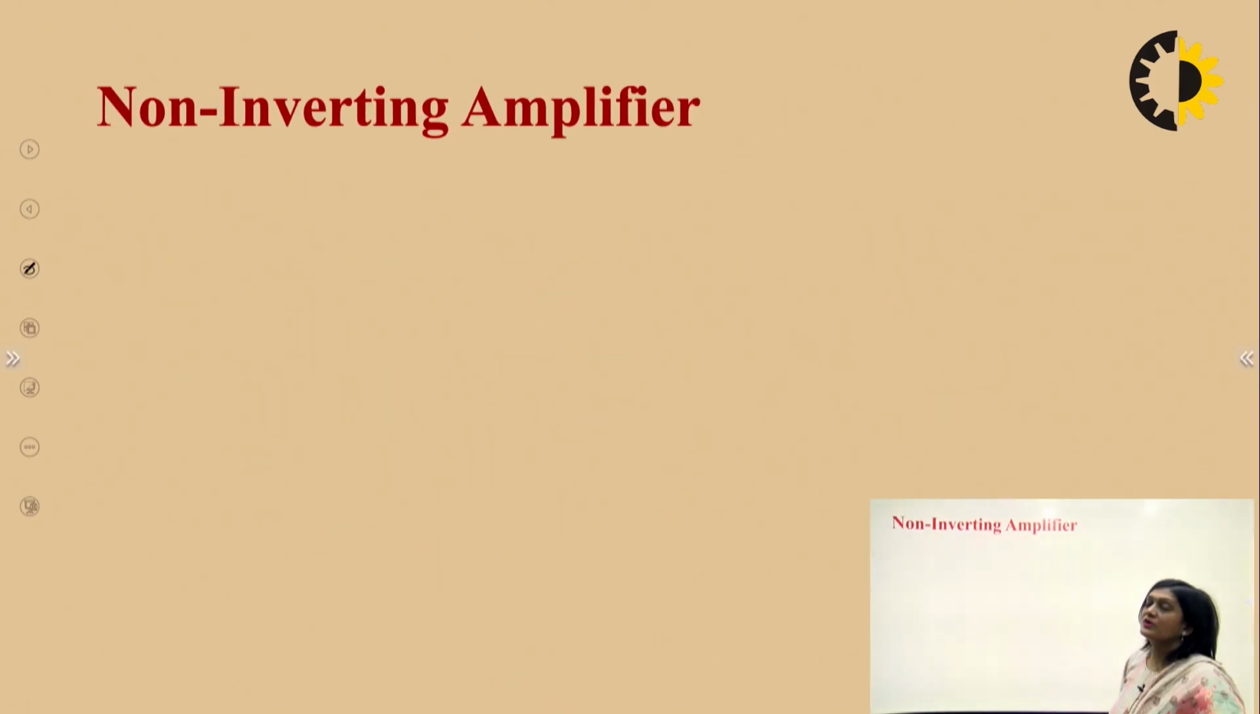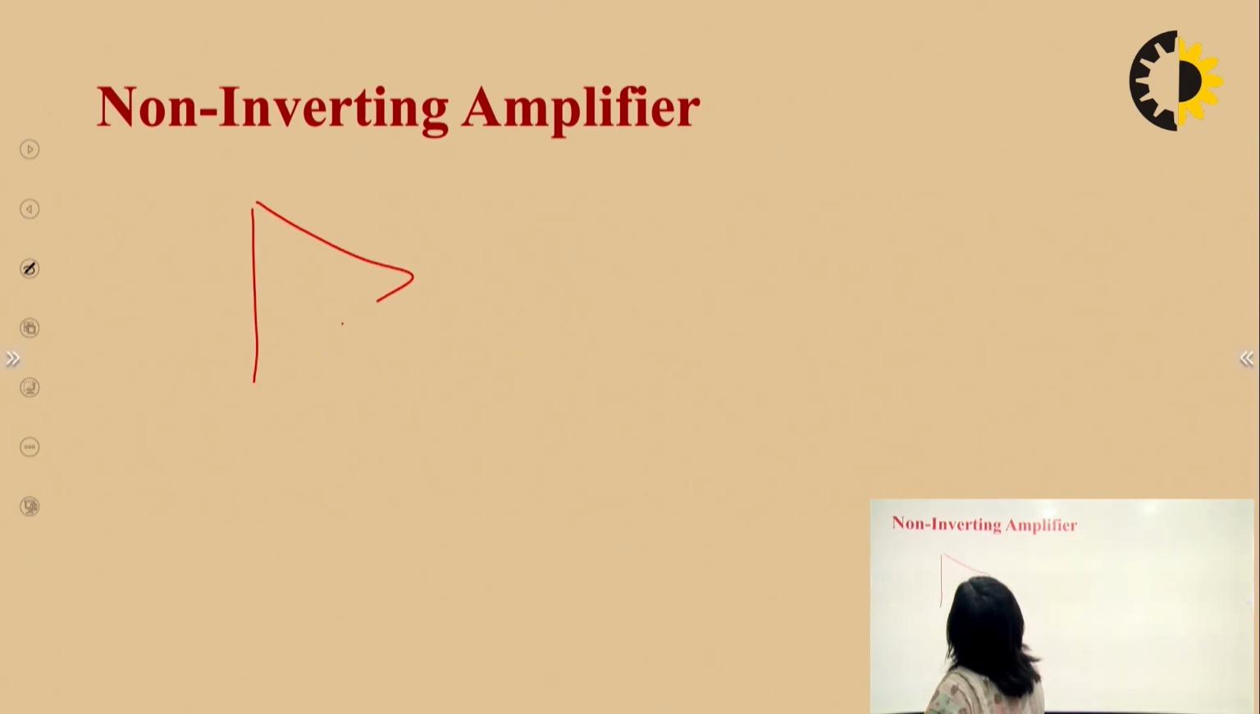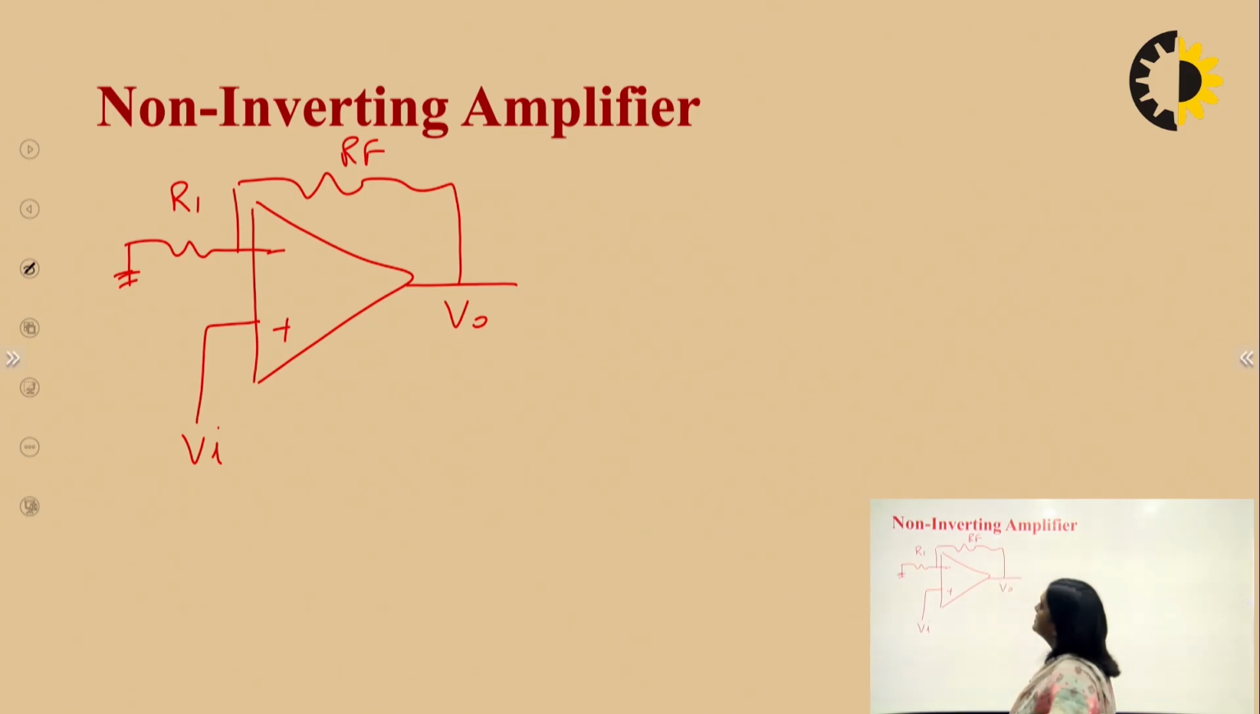So next is the non-inverting amplifier. Here we have negative feedback, and we have given the input signal to the non-inverting terminal. This is the feedback resistance, this is the input resistance, and this terminal is grounded. This is the output voltage. Here the negative terminal is grounded and the supply is given to the positive terminal. That's why it is called the non-inverting amplifier.